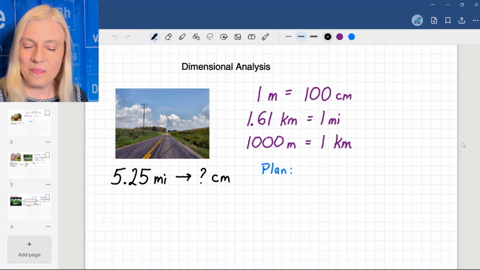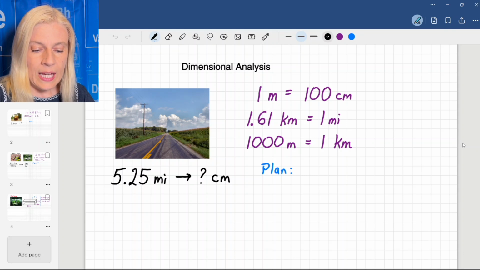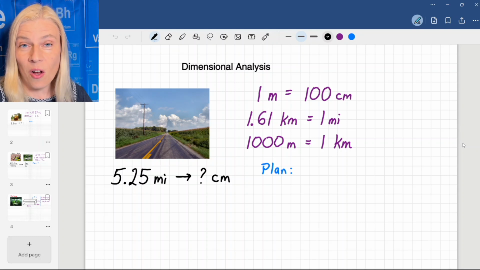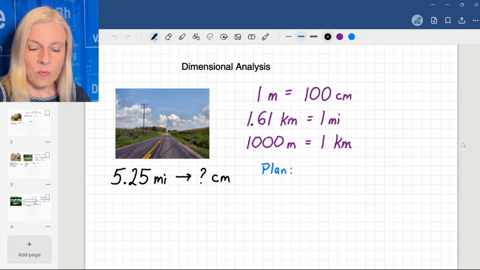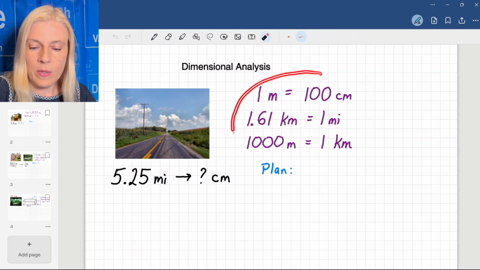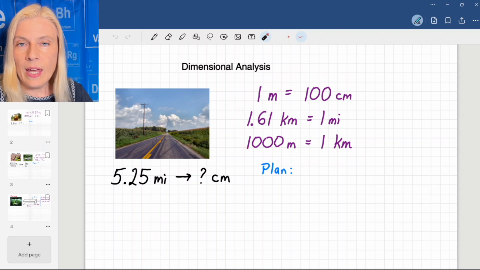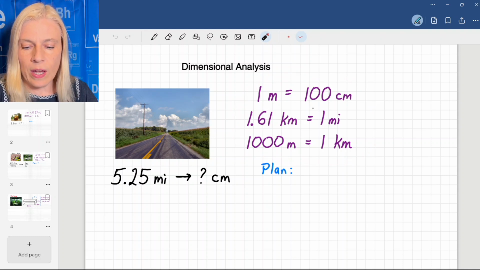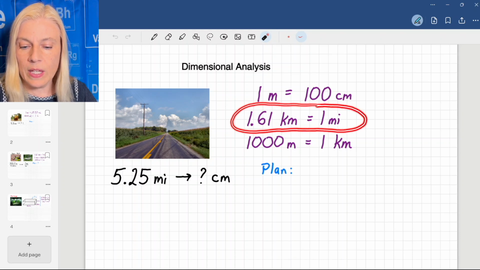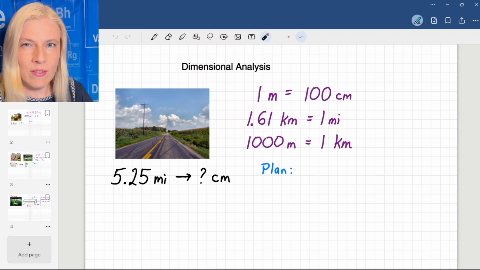Let's go to my screen. So here is our first problem. Here we have a road, and let's say I walked 5.25 miles today. It was a long walk. The question is, how many centimeters did I walk? So we're changing units of length, and here in purple, I'm going to give you a little bit of conversion factors. And many times, conversion factors within a metric system, you probably will have to know. And conversion factors between the English and metric system will probably be given to you.